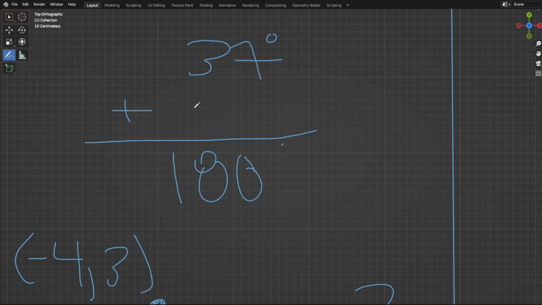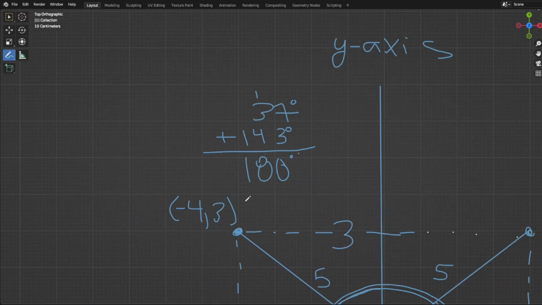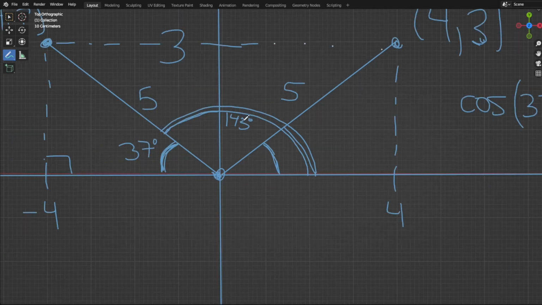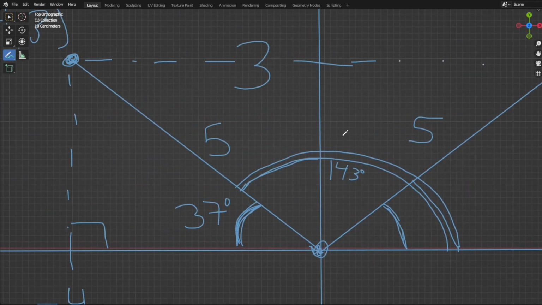The better way to do that is to just guess it. There's different ways to do this, but I just want to put it in this form. I think the 3 will add up to this, so you put a 1 here. So 4 plus something comes to 180. Let's say that's 143 degrees. All right, so I think this big angle is 143 degrees.